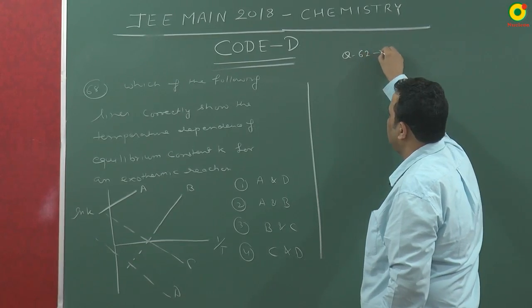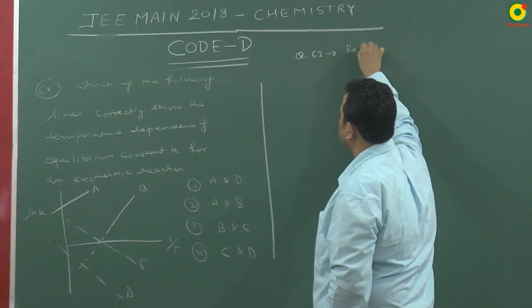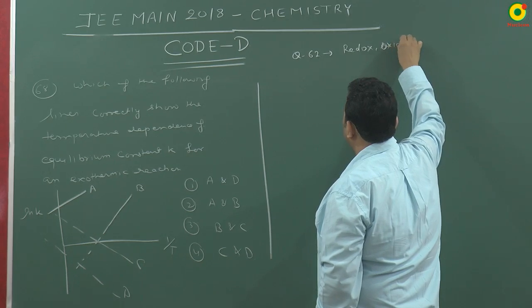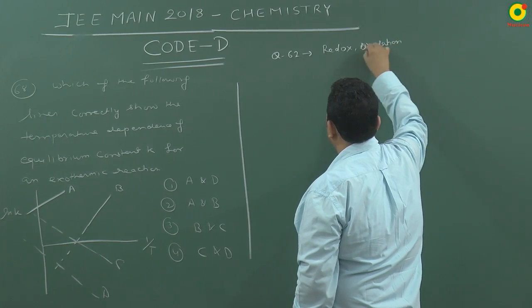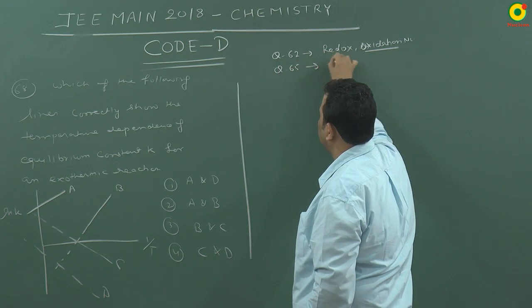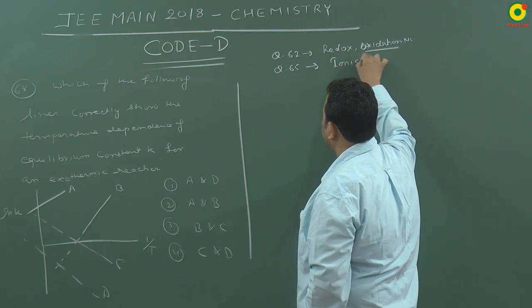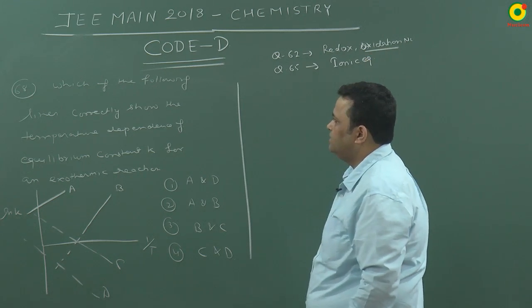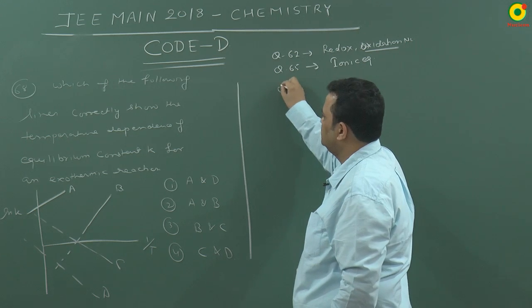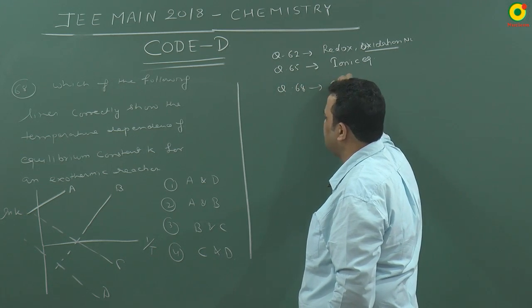C2 was from redox, oxidation number, and question number 65 was from the titration part of ionic equilibrium. Now we are discussing question number 68. This question 68 is from chemical equilibrium.